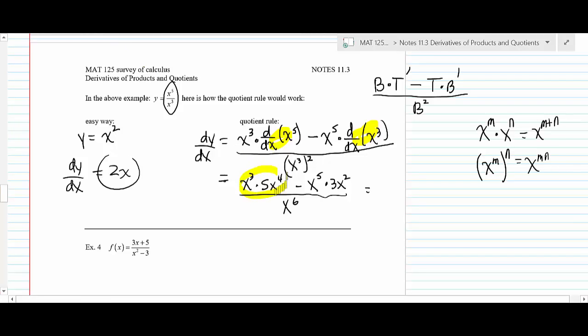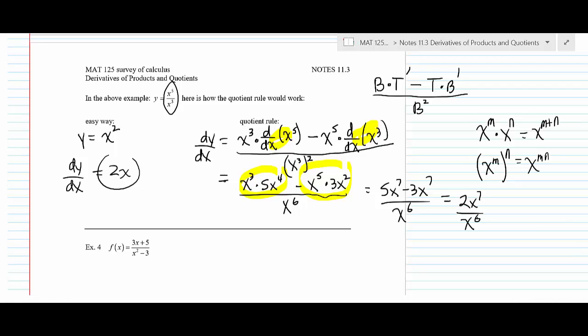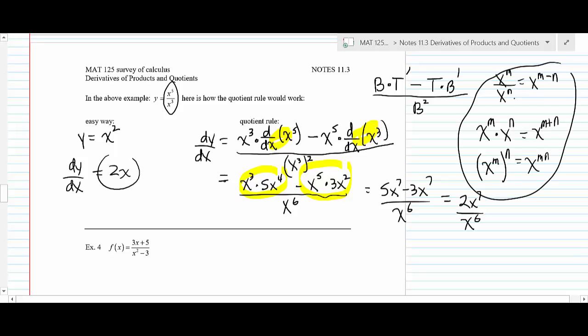So if I put this together and this together, what I would have is this is 5x to the 7th, minus 3x to the 7th over x to the 6th. The numerator has like terms, so 5 minus 3 is 2x to the 7th over x to the 6th. So what's x to the 7th over x to the 6th? X to the 1st, right. You subtract exponents. These rules of exponents are incredibly important to know because they're going to show up constantly. That shows you when you subtract, when you add, and when you multiply your exponents. So that's going to be just 2x.